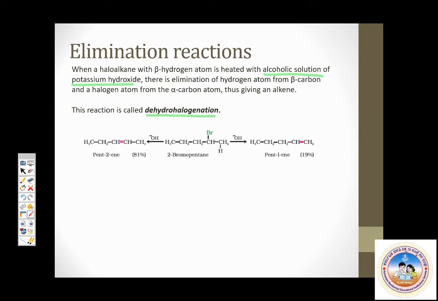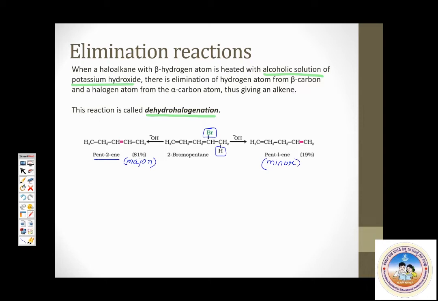Here you get pent-2-ene as major product. This is major, and pent-1-ene as minor product. This is a minor product. So to identify major product and minor product in elimination reactions, we take the help of a rule called Saytzeff rule. We all have discussed this. Please recollect it. So how to identify major product in this particular reaction?